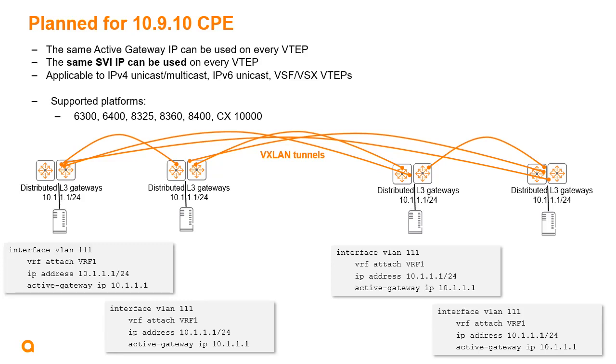That's applicable for IPv4 unicast multicast traffic, IPv6 unicast traffic, because IPv6 multicast is not supported in the overlay, and for VSX or VSF VTEPs. These are the platforms below: 63, 64, 8325, 8360, 8400, and the CX 10.000 that will support the same SVI IP and Active Gateway IP.